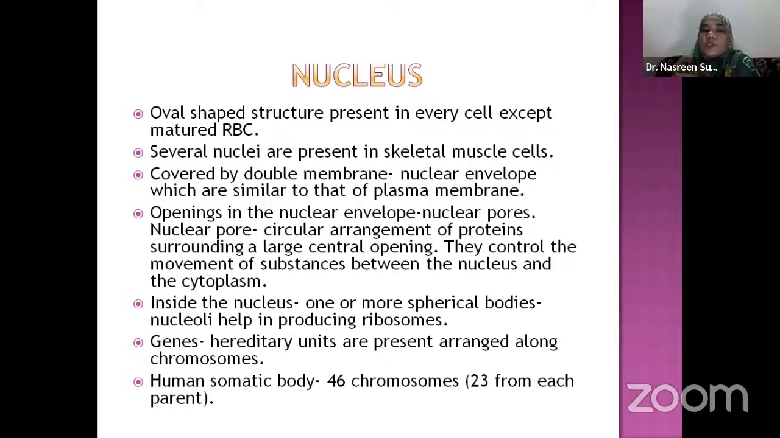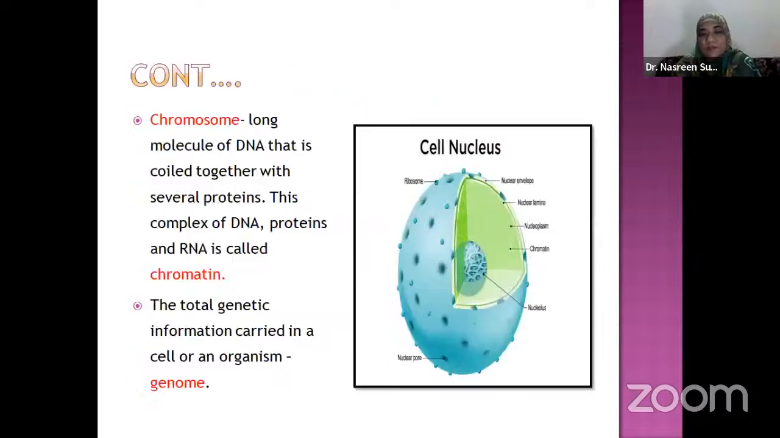In the nucleus you will find genes, which are the hereditary units, arranged along the chromosomes. A human somatic cell contains 46 chromosomes, 23 from each parent. Now, what is a chromosome? It is a molecule of DNA coiled together with several proteins. This complex of DNA and protein is called chromatin. The total genetic information placed on DNA is called the genome.